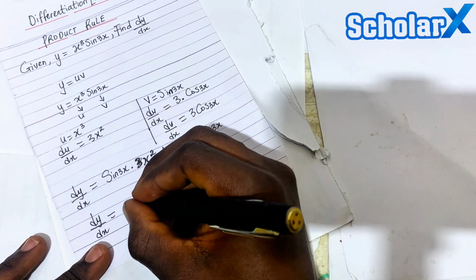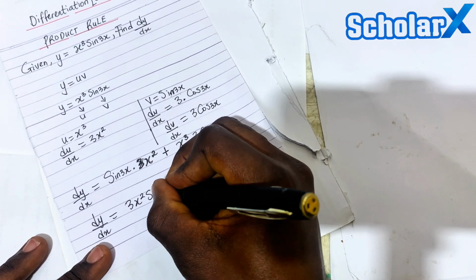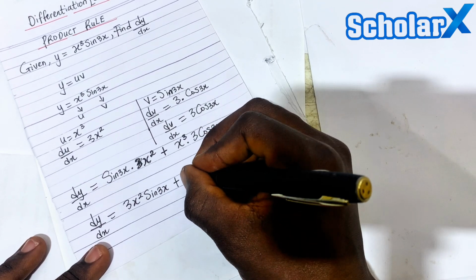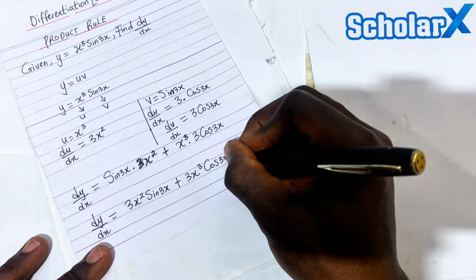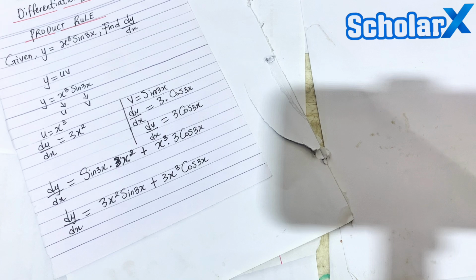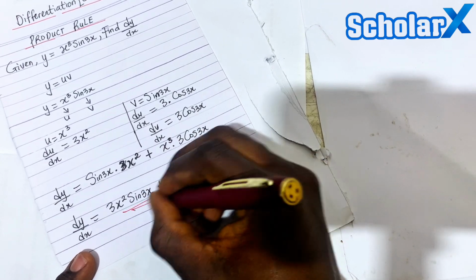So finally, dy/dx is equal to, multiplying, this times this gives us 3x squared sine 3x, plus this times this gives us 3x to the power of 3 cos 3x. So this is going to be our answer.